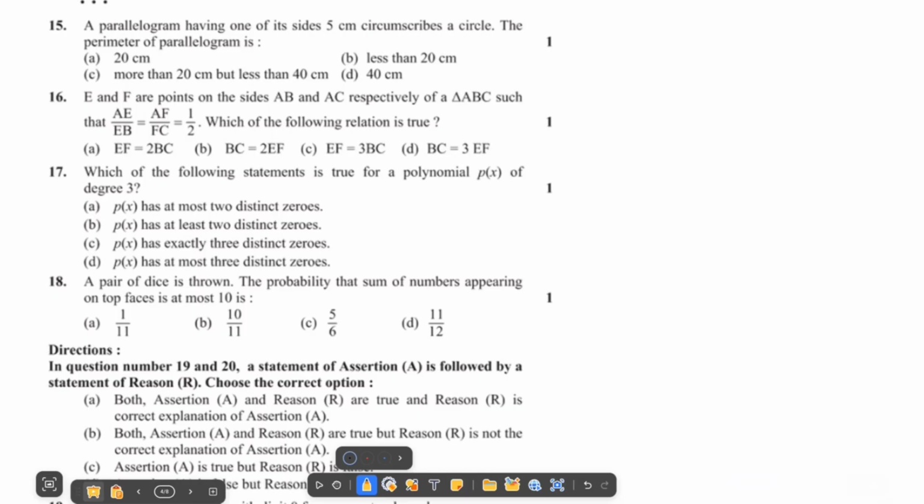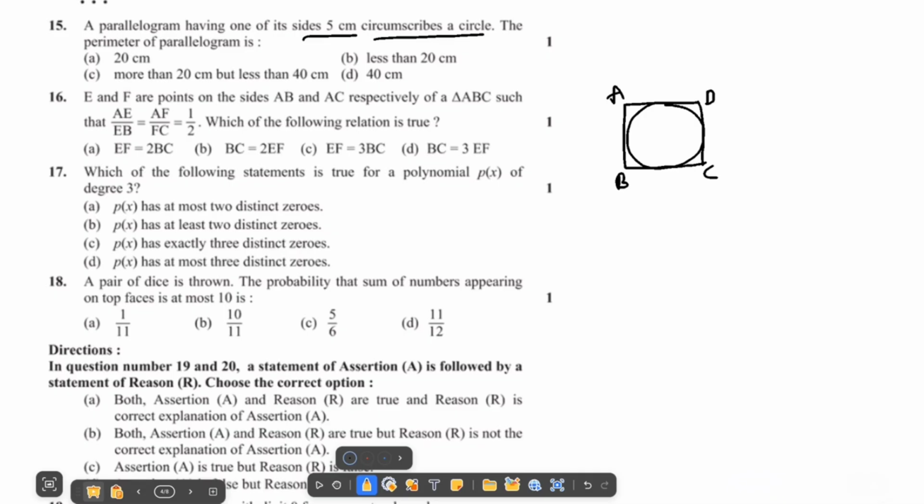Next, 15th question is, a parallelogram having one of its sides as 5 centimeters circumscribes a circle. So a parallelogram circumscribes a circle, then we need to find the perimeter of the parallelogram. We know that when a parallelogram circumscribes a circle, it will become a rhombus. Parallelogram circumscribing a circle is a rhombus, means all the four sides are equal.